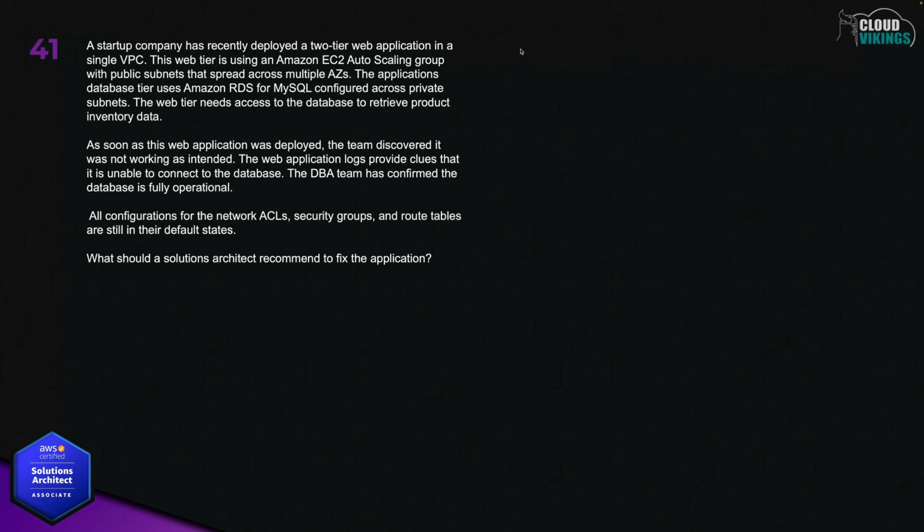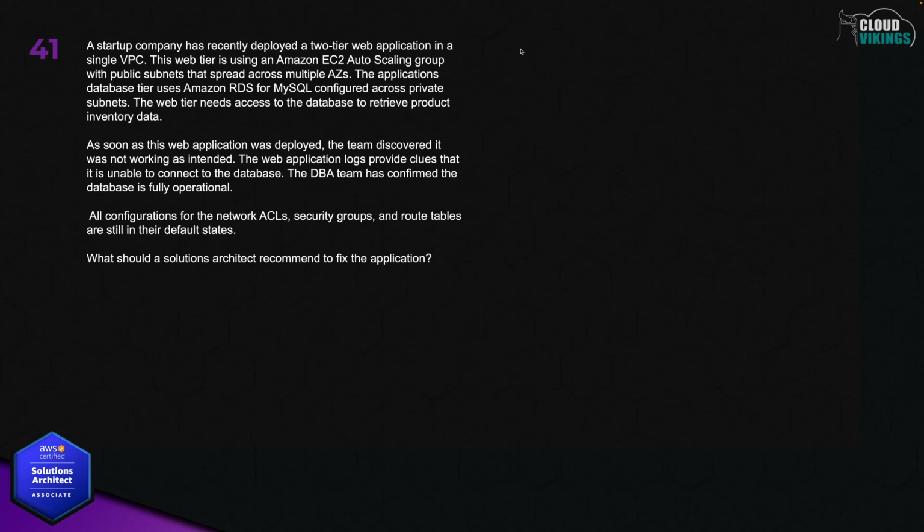41. A startup company has recently deployed a two-tier web application in a single VPC. This web tier is using an Amazon EC2 auto scaling group with public subnets that spread across multiple AZs. The application's database tier uses Amazon RDS for MySQL configured across private subnets. The web tier needs access to the database to retrieve product inventory data. As soon as the web application was deployed, the team discovered it was not working as intended.